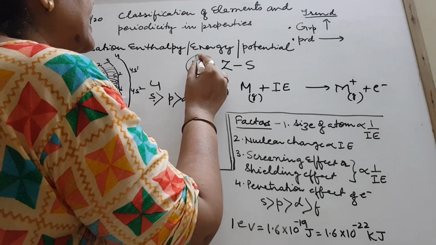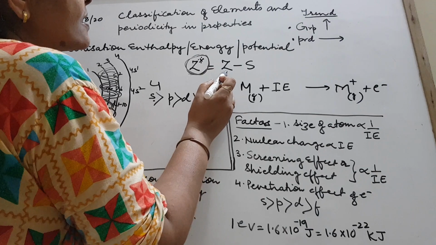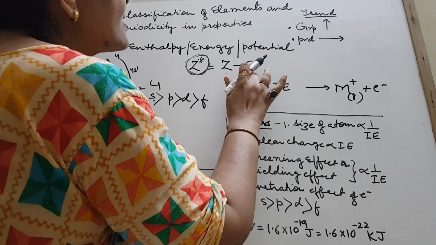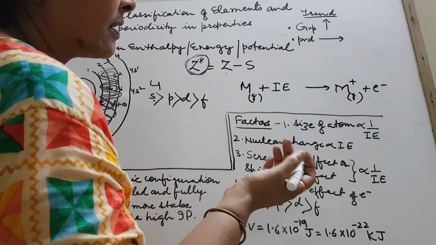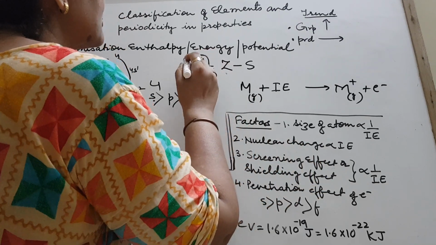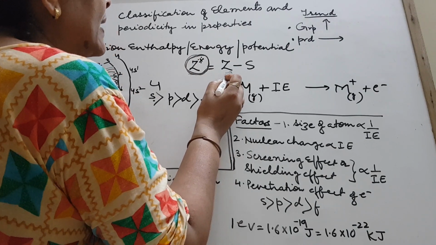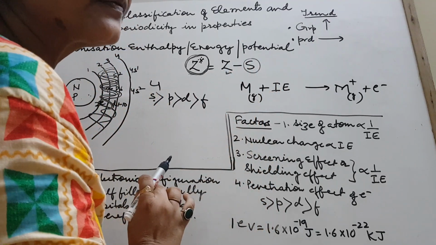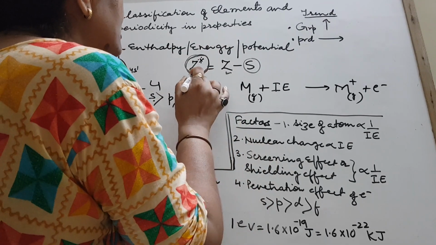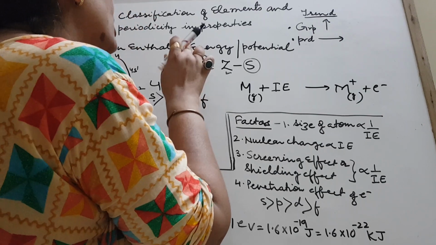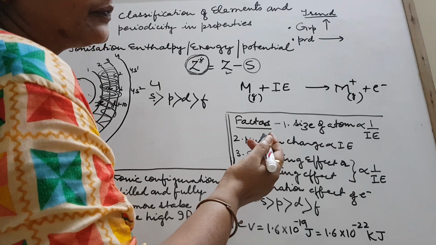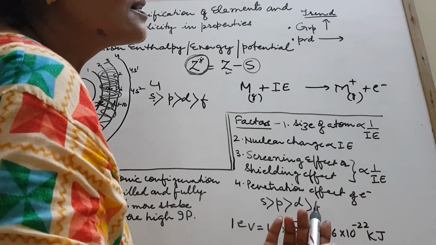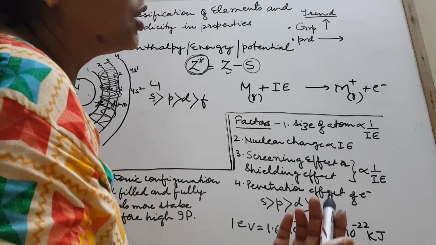Suppose this is the effective nuclear charge, say Z star, and this is the nuclear charge. Nuclear charge means what? Atomic number. And suppose this is your screening constant or shielding constant. So what will be the value of this effective force of attraction? Obviously lesser than the expected as per your atomic number, and the higher the value of this screening effect or shielding effect, the lower will be the value of effective force of attraction, and the lower the effective force of attraction, obviously lesser energy is required for the electrons to be pulled out, right? And hence the value of IE will be lowered.